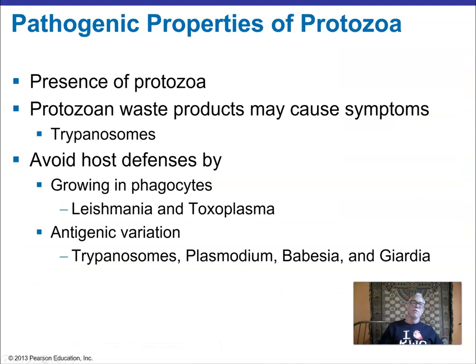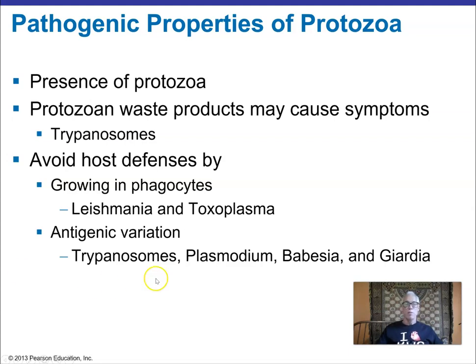Protozoa have all kinds of disease-causing capabilities. Just their presence can cause problems. They can cause physical problems. They can fill up your entire GI tract with volumes of worms. Their waste products can cause disease. Trypanosomes produce all kinds of secretions or stuff that's released when they die that can cause irritation, disease, inflammation, and so forth. Some microorganisms can avoid host defense by actually being able to grow in phagocytes. Leishmania and toxoplasma causing parasites can live in phagocytes and survive and grow.